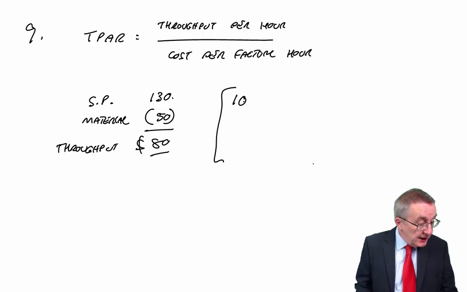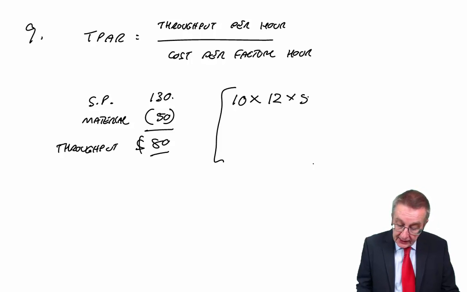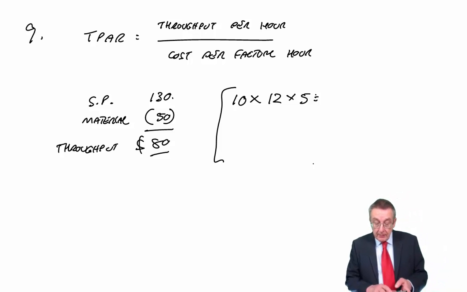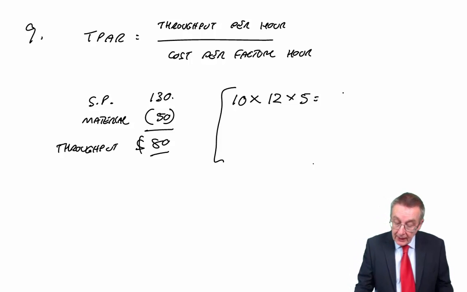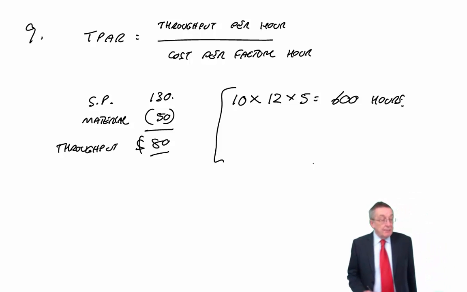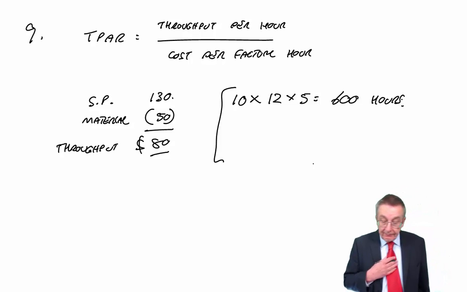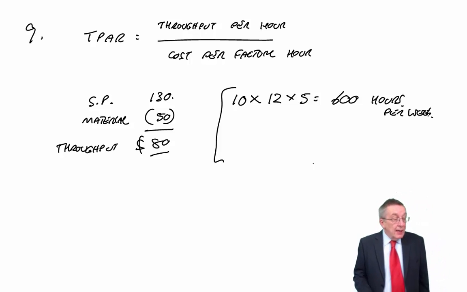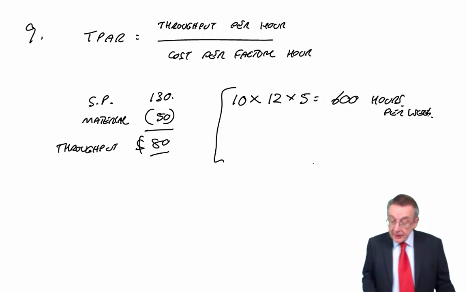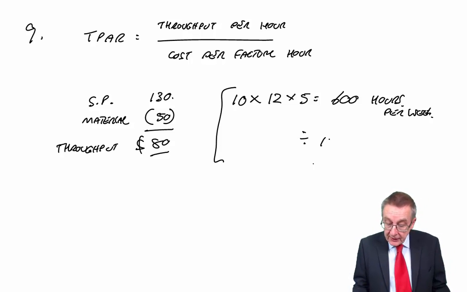There are 10 machines. They're available 12 hours a day, 5 days a week. And so the total number of hours available is 600. It's 600 hours per week. And it says the costs are based on weekly production sales of 150 units. So if there's 150 units, it means each unit is taking 4 hours.